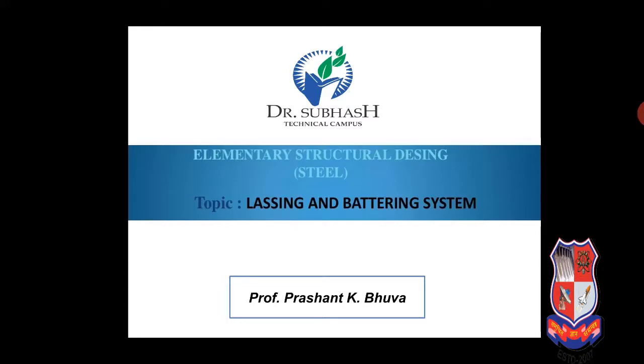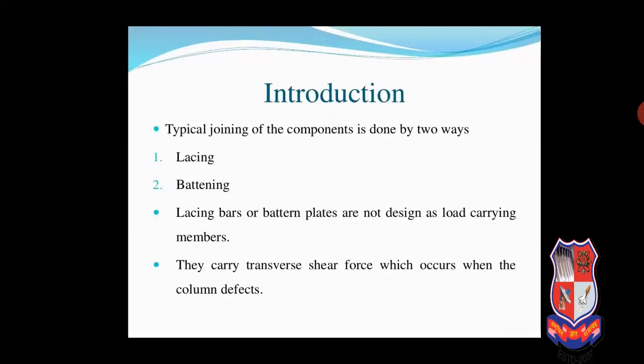They are generally made up of angle, channel or I sections, properly connected along their length. These connections are called lacing or battening. So the connection of components is done in two ways, namely lacing and battening. Lacing bars or batten plates are not designed as load carrying members, but they can carry transverse shear force which occurs when the column buckles.